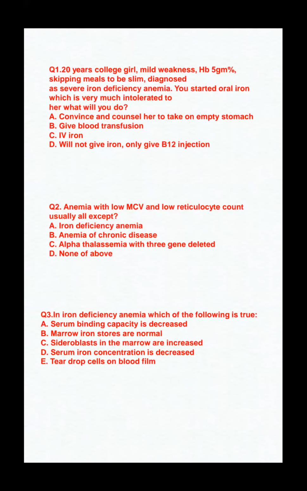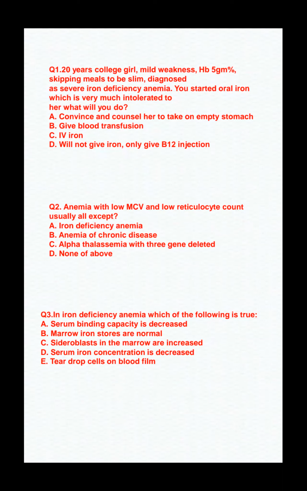The first question will be discussed with me, Dr. Somia. A 20 year old college girl with mild weakness, hemoglobin is 5 gram, skipping meals to be slim, diagnosed as severe iron deficiency anemia. You started oral iron, which is not tolerated by her. What will you do?